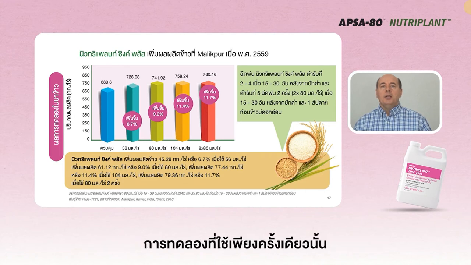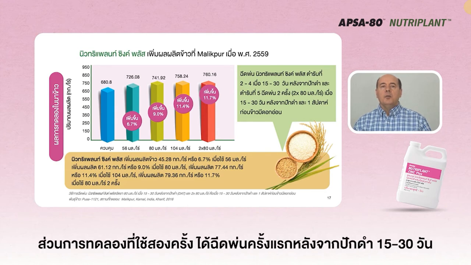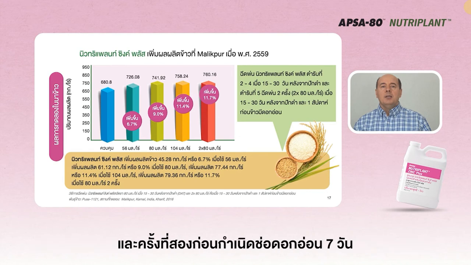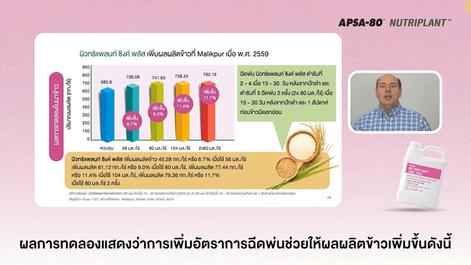For one single application, NutriPlant ZincPlus was applied at 15 to 30 days after transplanting, and the 2 applications of NutriPlant ZincPlus were done first at 15 to 30 days after transplanting, and second, 1 week before panicle initiation. Generally, the higher the application rate of NutriPlant ZincPlus, the higher the rice yield.